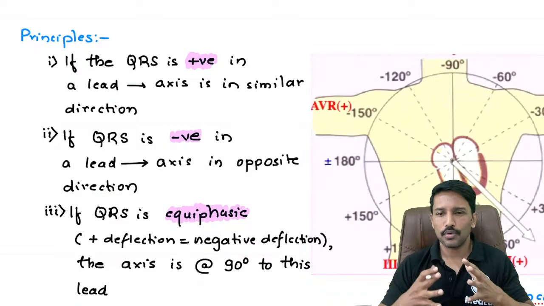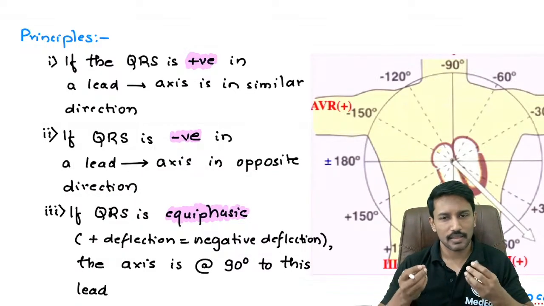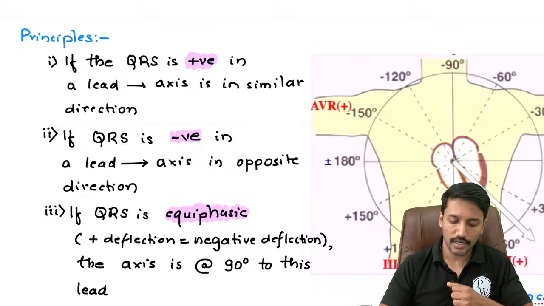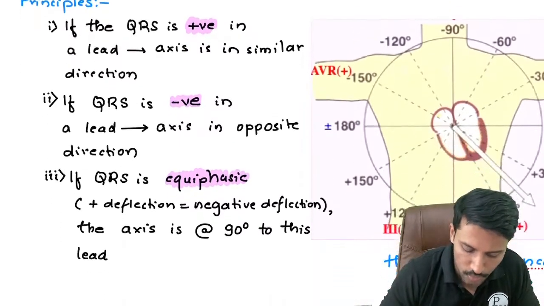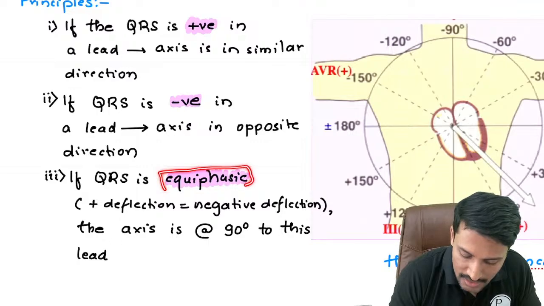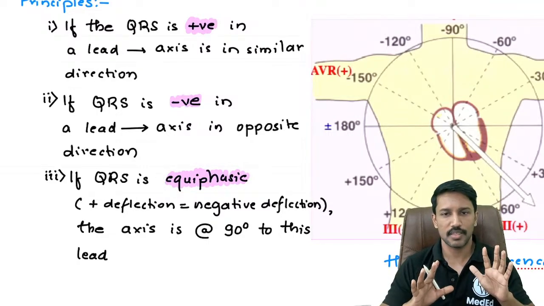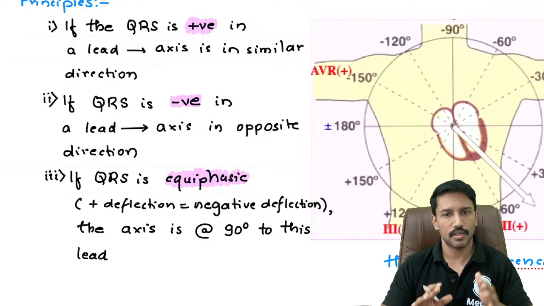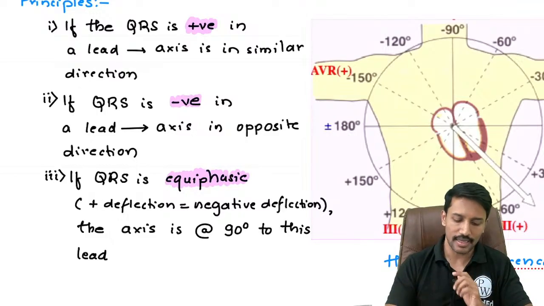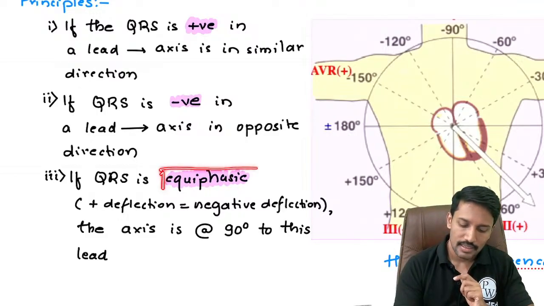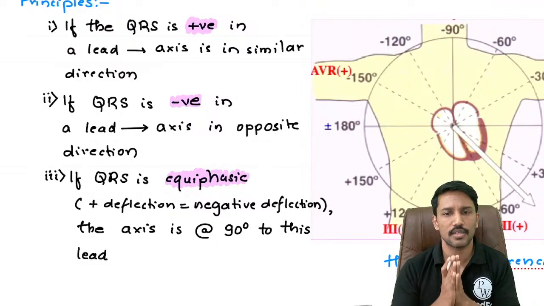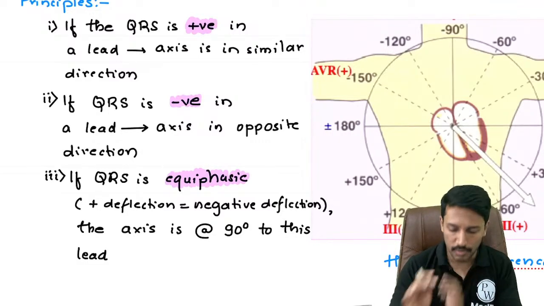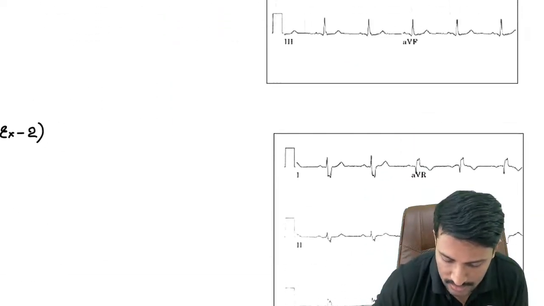Now, if I know that, how will I get to know what is the exact axis? For that, I have to remember the method called the isoelectric lead method. The point to remember is that in the 6 limb leads, 1, 2, 3, AVL, AVF, AVR, I have to identify one lead which has equiphasic QRS. Now we will try to understand what I mean by equiphasic QRS, but for that, let us go through an ECG.